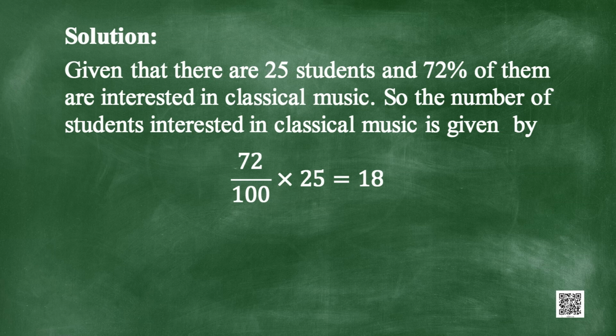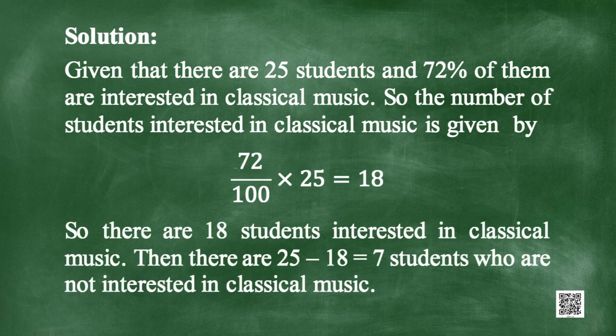So, the number of students interested in classical music will be given by 72%, that is 72 by 100 of 25. So, multiplied with 25, we can cancel 25 with 100, which gives 4. So, 72 divided by 4 will be equal to 18. So, there are 18 students interested in classical music.